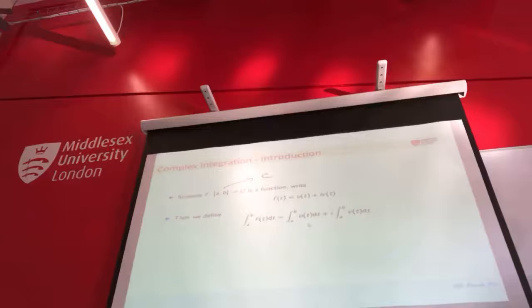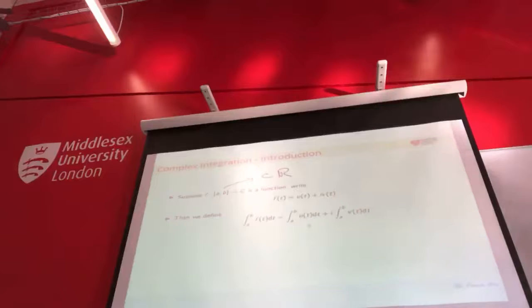So this is a subset of the real line. It maps that real interval into the complex plane. So you've seen things like this before. They're a bit like paths in R2. But this is the kind of thing that we'll look at.